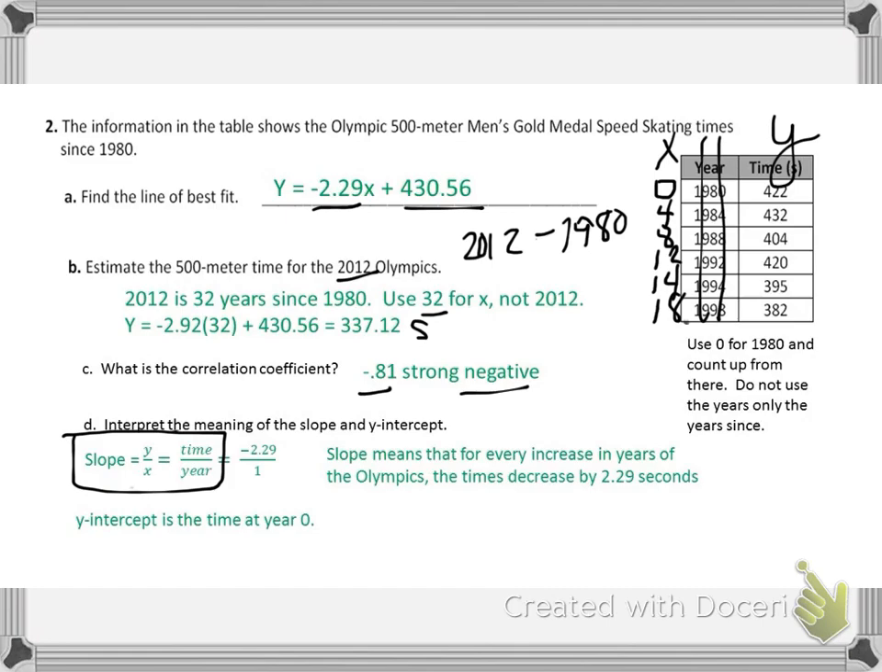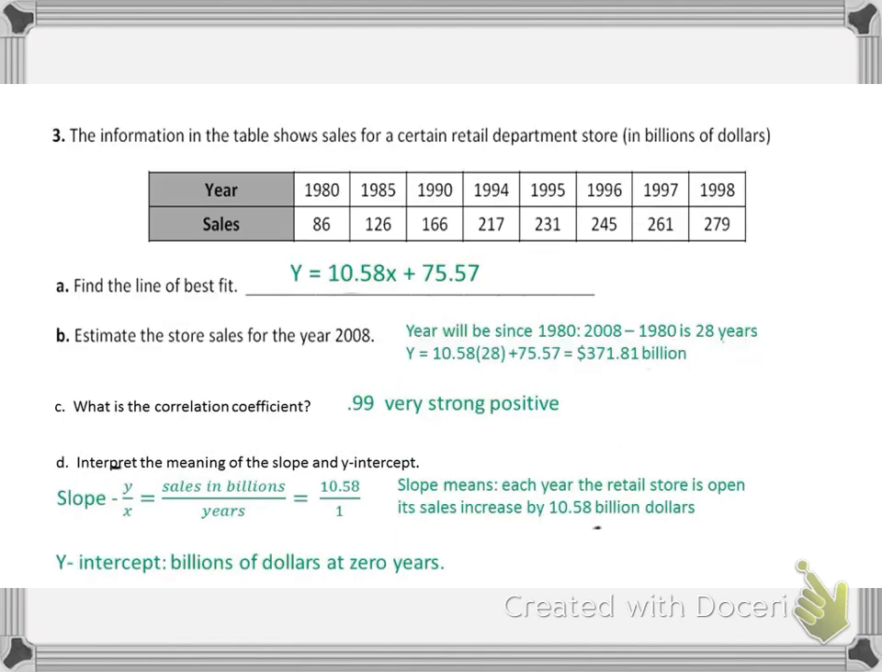So the y-intercept is the time at year 0. And remember what I talked about on the last problem, you just need to know what the y-intercept is. It is your time at year 0. Year 0 is subjective as far as this is concerned.